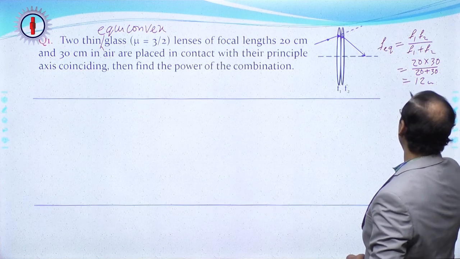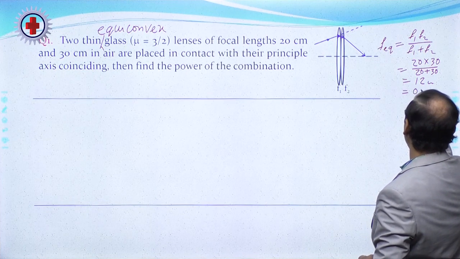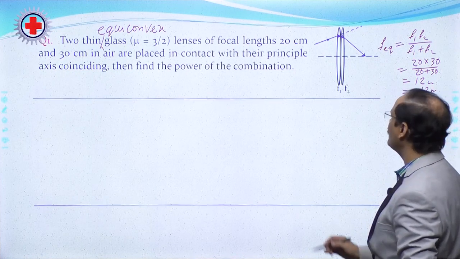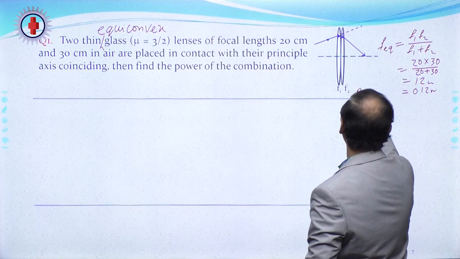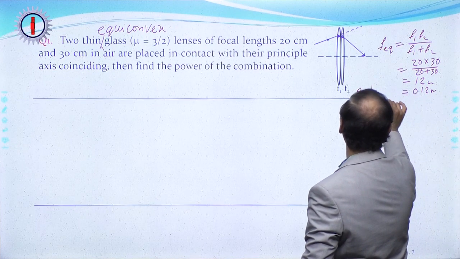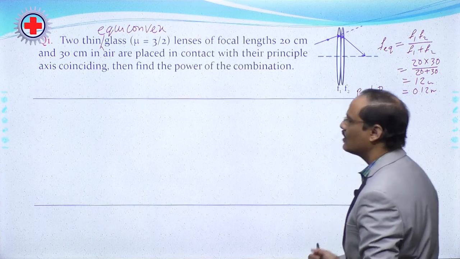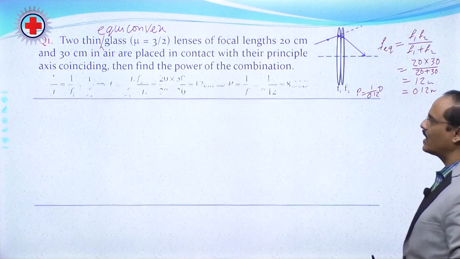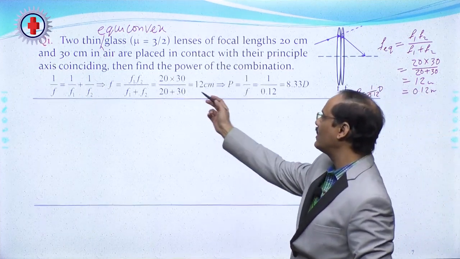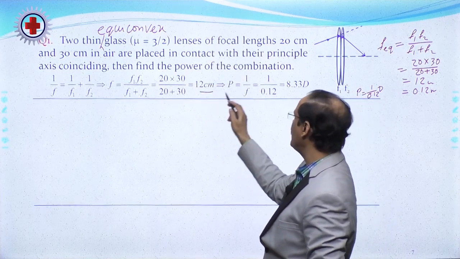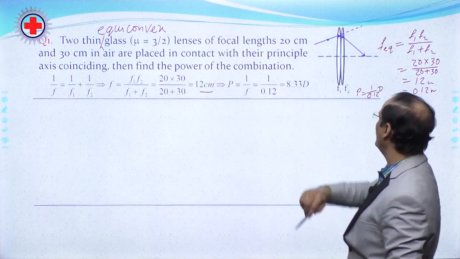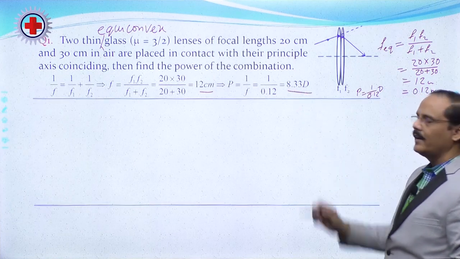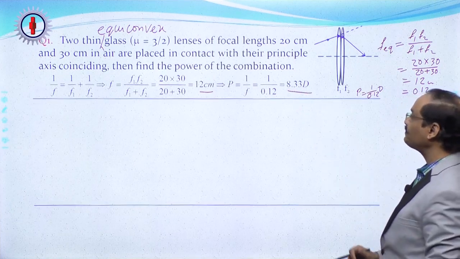Now, if you convert this 12 centimeter into meter, it is 0.12 meter and you get power equal to 1 upon 0.12 diopter. So, you can look at the calculation, from which you get focal length to be 12 centimeter and power to be 1 upon 0.12 diopter or 8.33 diopter.